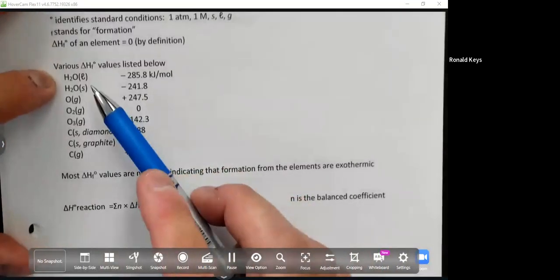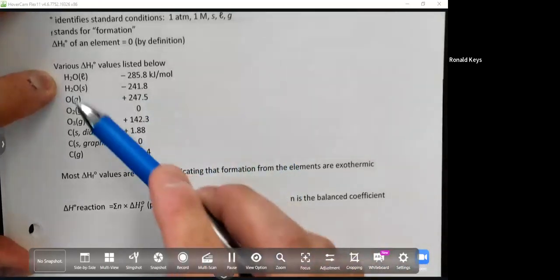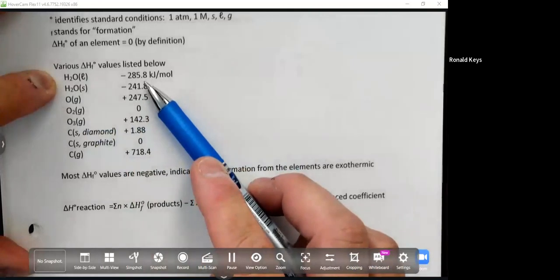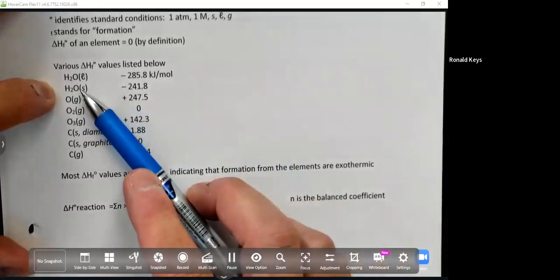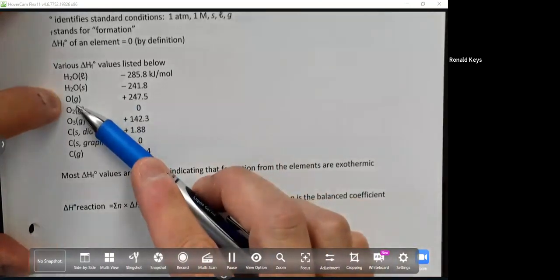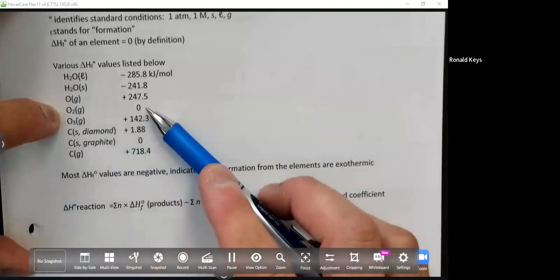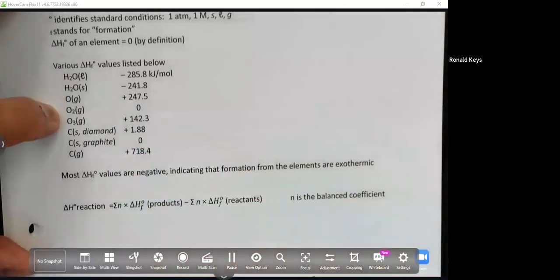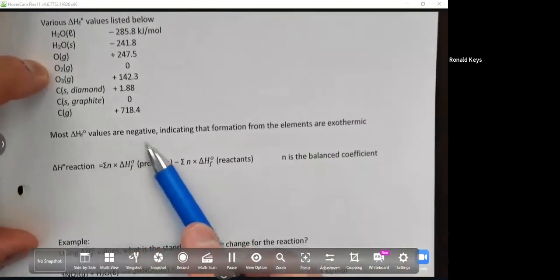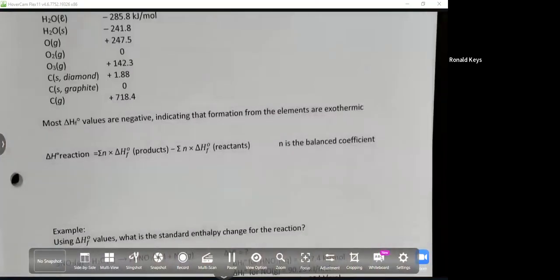Okay, so here are some enthalpy of formation values. There's a table in the back of the book, I'm sure. The enthalpy of formation for liquid water is negative 285.8 kilojoules per mole. If it's gas, negative 241.8. Just a single oxygen atom, plus 247.5. Oxygen gas, 0 again. Most enthalpy of formation values are negative, indicating the formation from the free elements is exothermic.